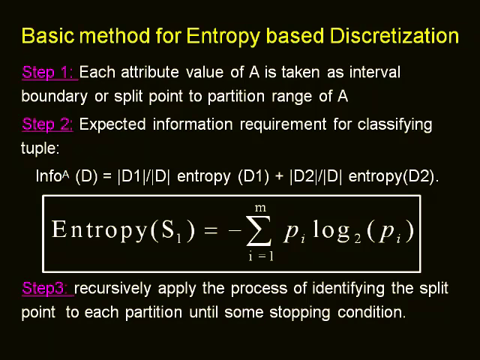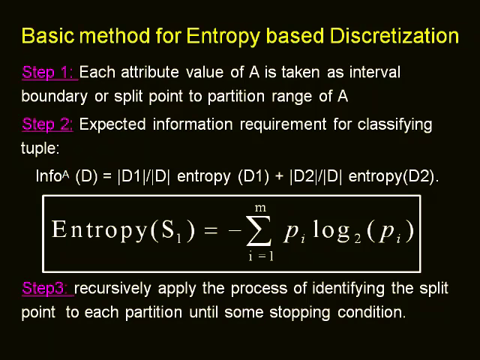This is not always possible because the first partition may contain some tuples of C1 as well as some tuples of C2. The question is, how much more information is needed further for perfect classification after this splitting? This we termed as expected information requirement. The expected information requirement of database D based on the attribute A is computed using the formula shown on the slide in step 2: the number of values in D1 divided by the number of values of D, times the entropy of D1, plus the number of values of D2 divided by the number of values of D, times the entropy of D2.